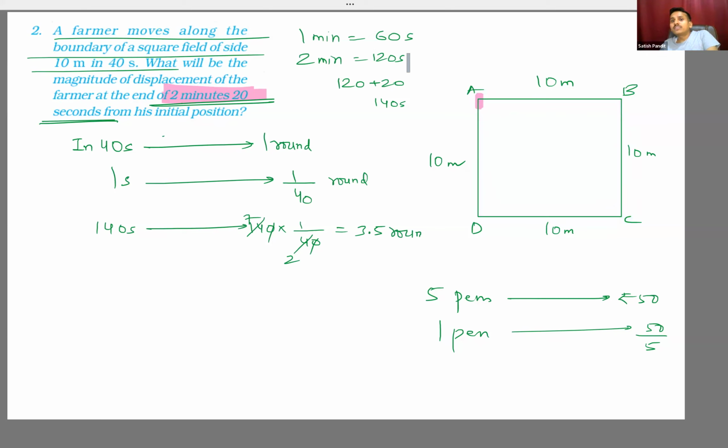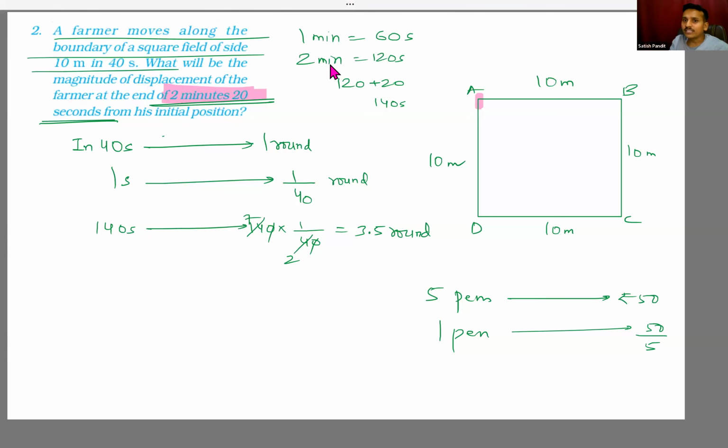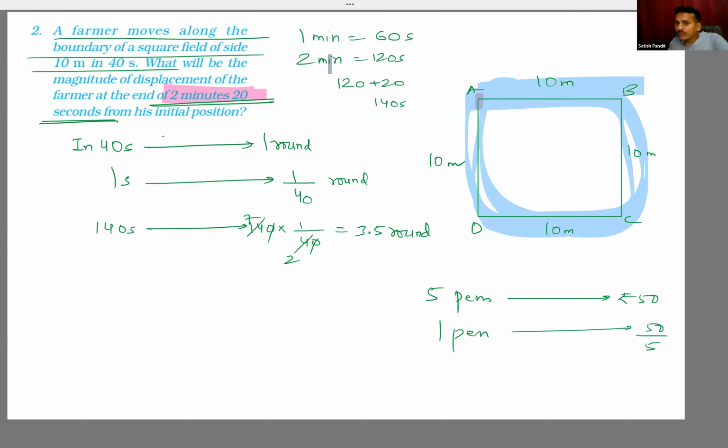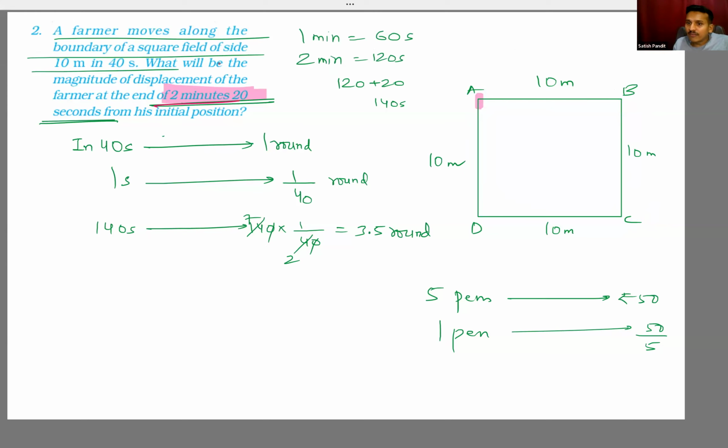So see, if the farmer starts from the point A, this is 1 round, then the 2nd round, then the 3rd, so 3 rounds are over, and then the 4th round, like 3.5 rounds, will be up to the point C. That means after 140 seconds or 2 minutes 20 seconds, the farmer will be somewhere here.